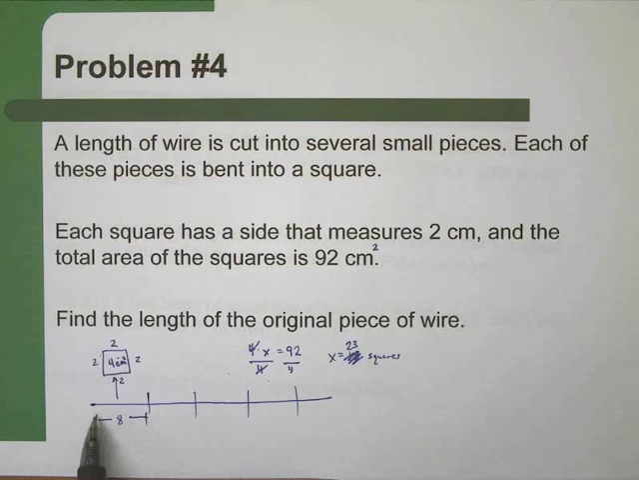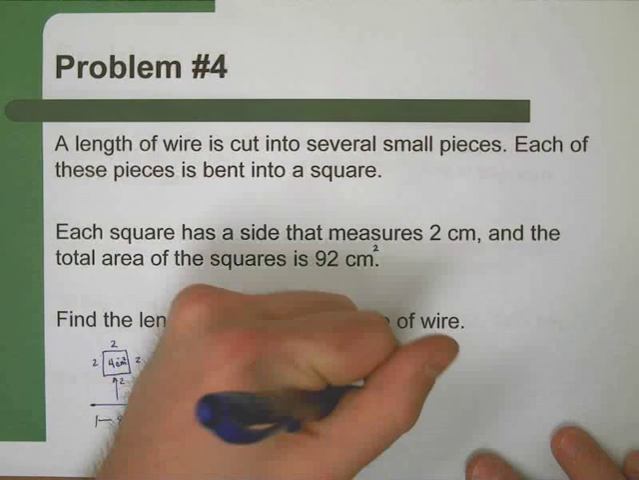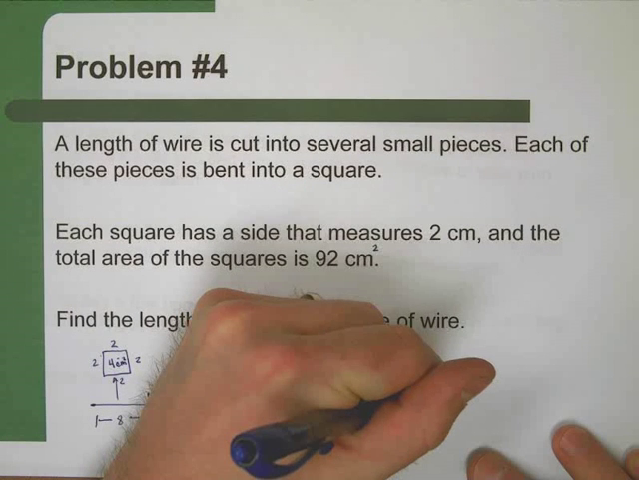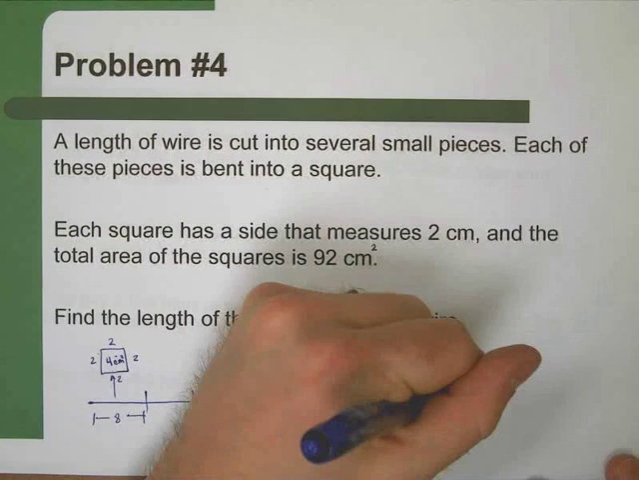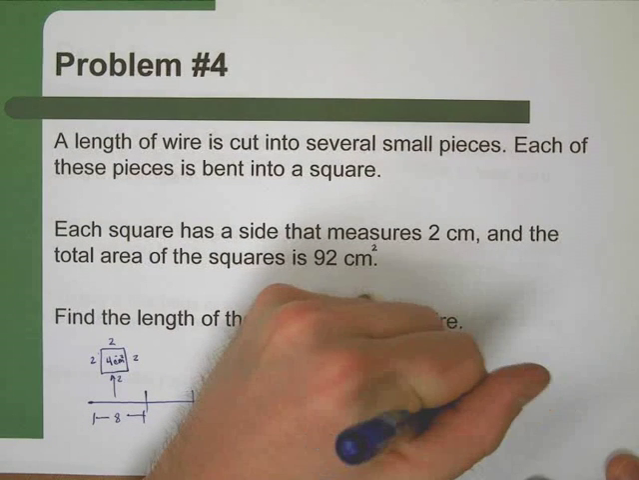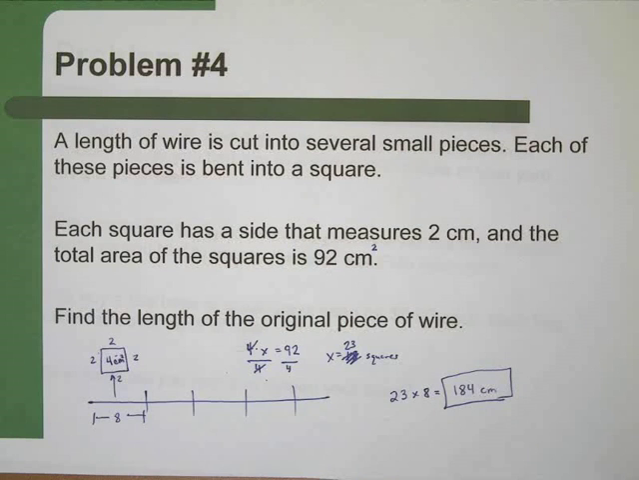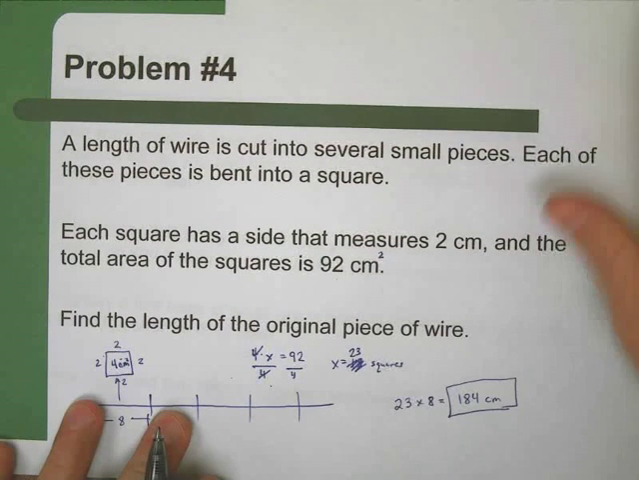Well, here's what I know. In order to form that square, it needed 8 centimeters of wire. I have 23 sections that are all 8 centimeters apiece. So if I take 23 times 8, I should get the original length of wire. 23 times 8 turns out to be 184 centimeters of wire that was necessary. Okay, one more problem.